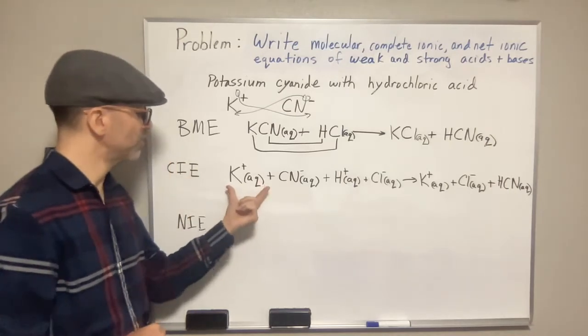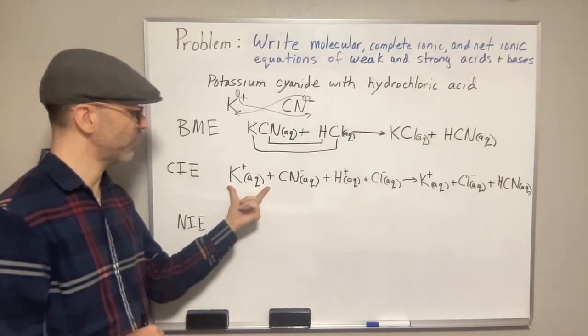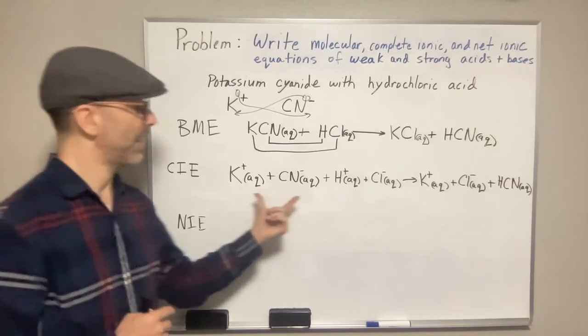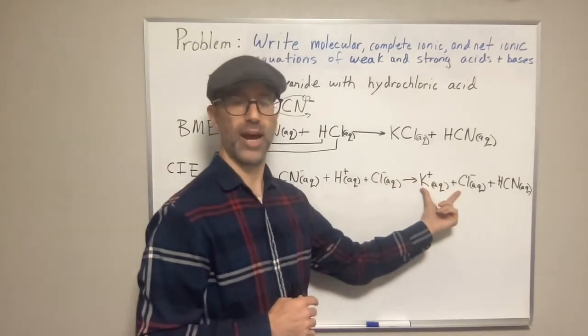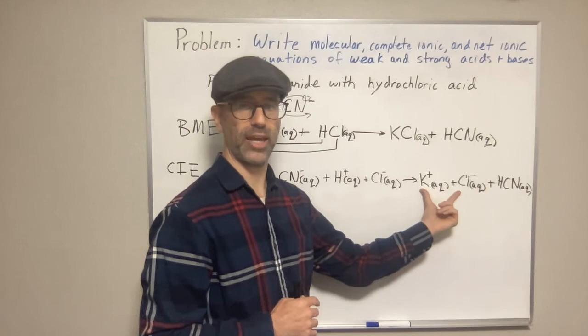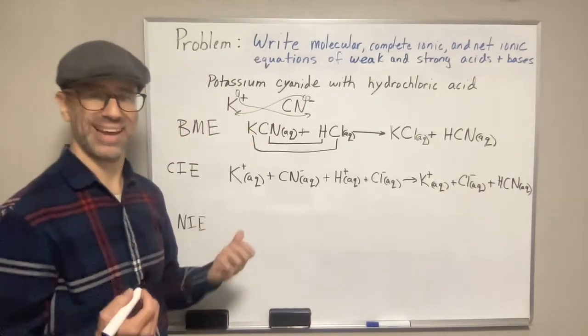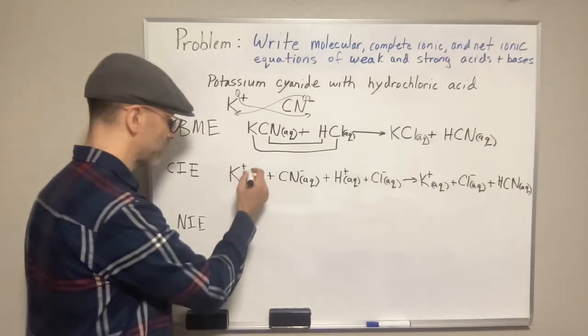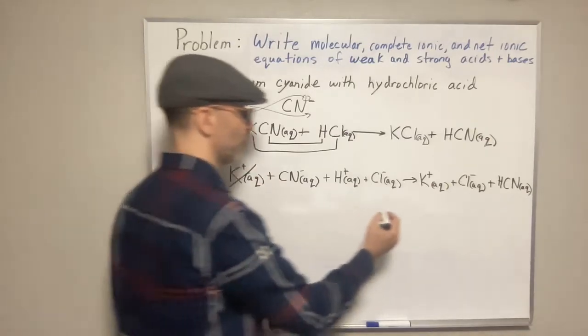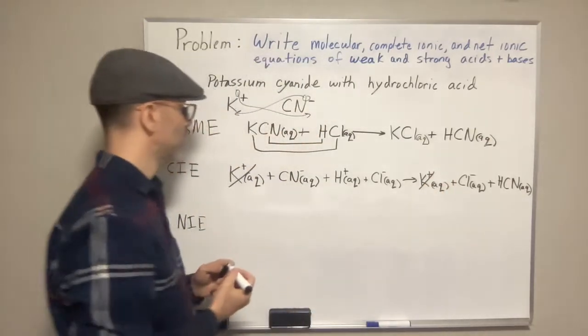So here, I notice that K plus is aqueous on this side. And on this side, in the product side, it's still K plus aqueous. So there's no change. So this is not participating in any reaction. So that is a spectator ion. So we could get rid of K plus.